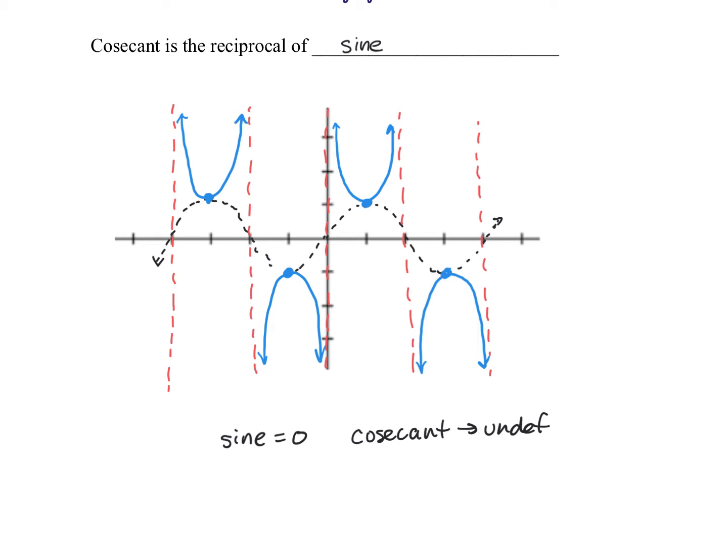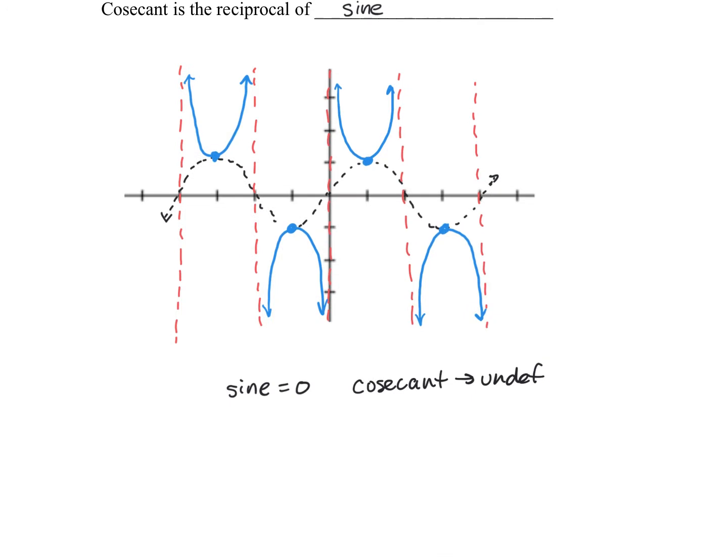Just like our sine function has a period of 2 pi, our cosecant function also has a period of 2 pi, because 2 of these little mini parabolas, here and here, constitute a single period. We need both of them to start repeating the pattern. So our period for the parent function is 2 pi.